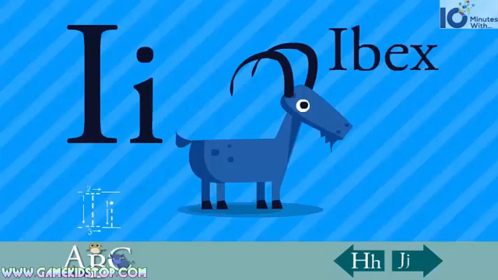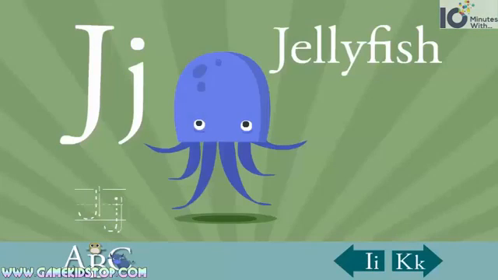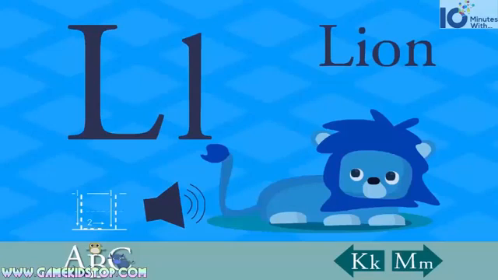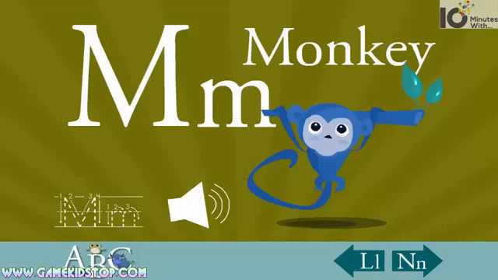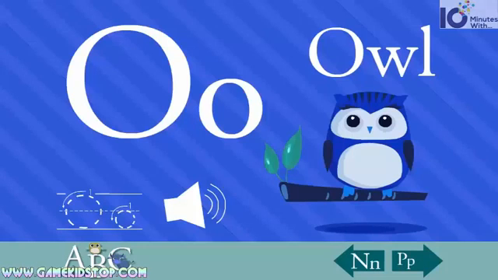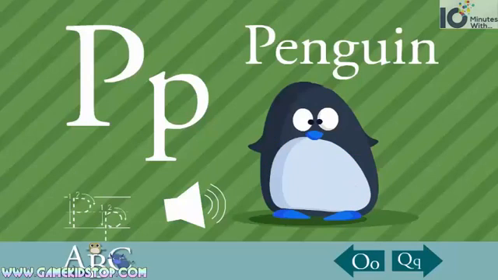I is for ibex. J is for jellyfish. K is for kangaroo. L is for lion. M is for monkey. N is for newt. O is for owl. P is for penguin.